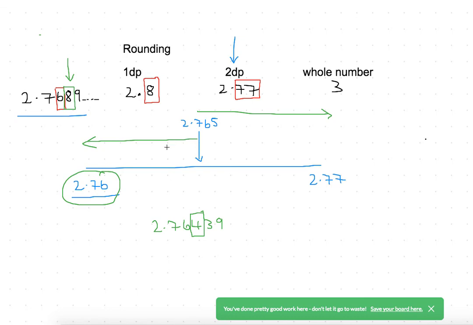I would encourage you to try and use number lines, particularly if you're not too sure. When you're first learning this, use your number lines and make sense of it. Now, in terms of the whole number, it should be fairly easy.